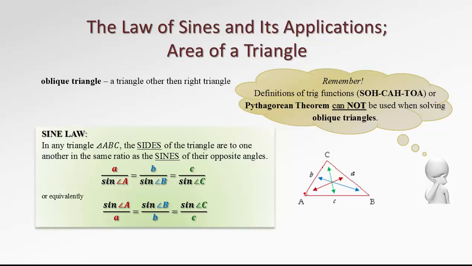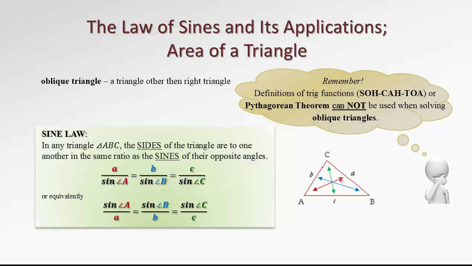What is it? Well, assume that we work with this triangle ABC. The sine law says that the sides of the triangle are to one another in the same ratio as the sines of their opposite angles. What does it really mean? Consider the pairs of opposite angles and sides. For instance, the angle A and the opposite side A, the angle B and the opposite side B, or the angle C and its opposite side C.